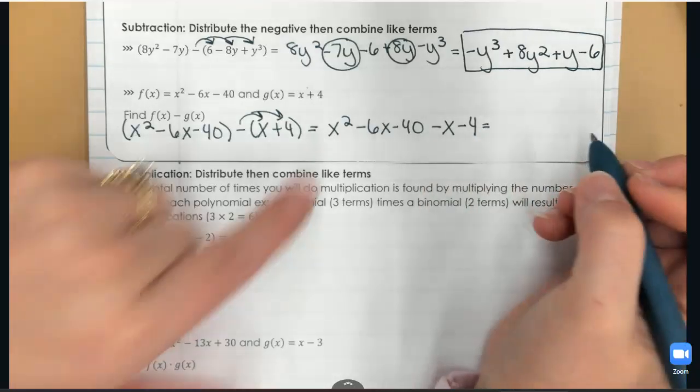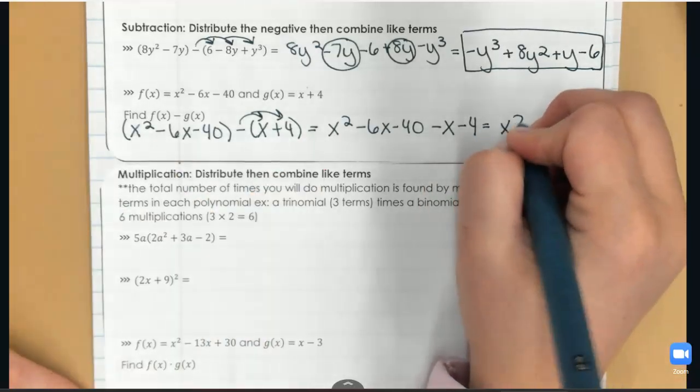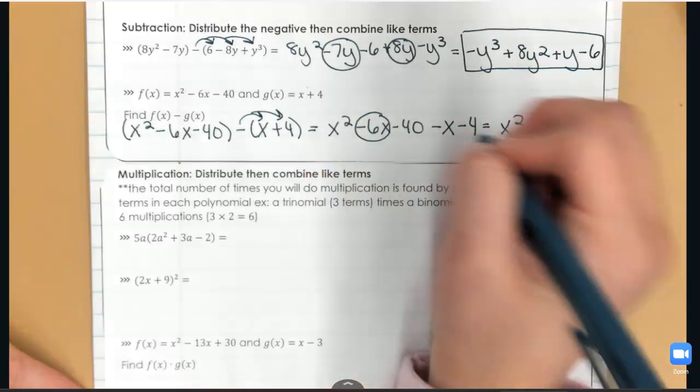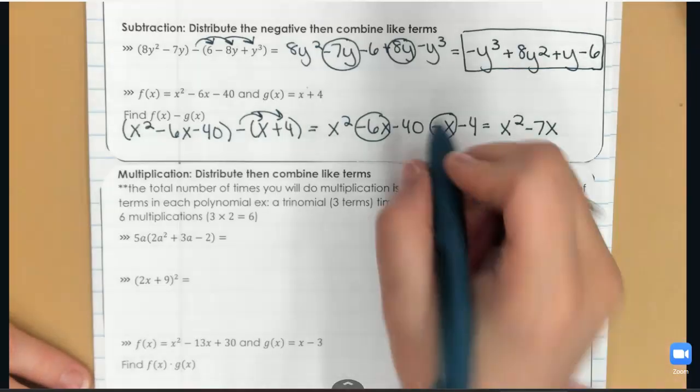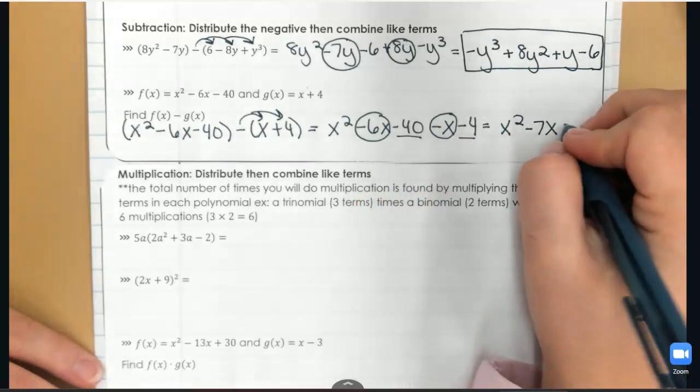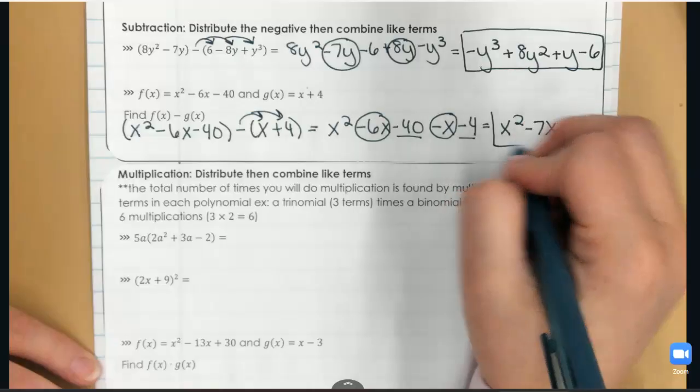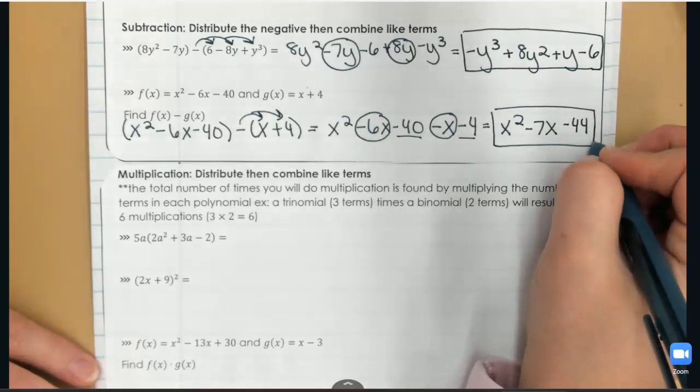So combining like terms, I don't have another x squared, so that will stay the same. I have negative 6x and negative 1x. That totals to negative 7x. And then I have a negative 40 and a negative 4. That totals to negative 44. And here is my final simplified answer.